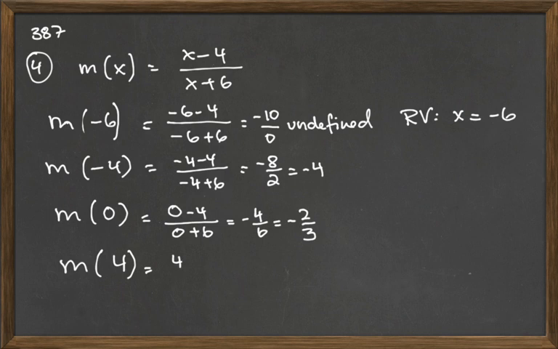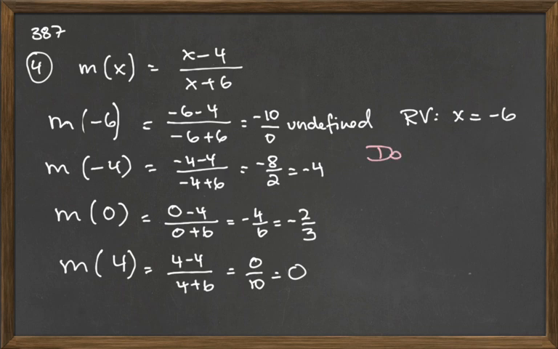So 4 minus 4 over 4 plus 6, that would be 0 over 10, which is 0. Right. Okay, so we know at which value this function is undefined. That means the restricted value is -6. How do we write the domain down now?